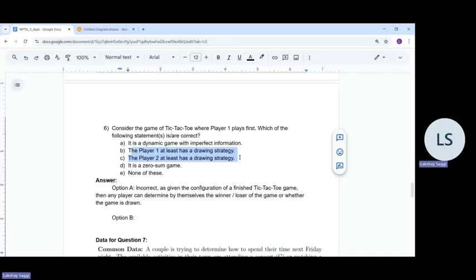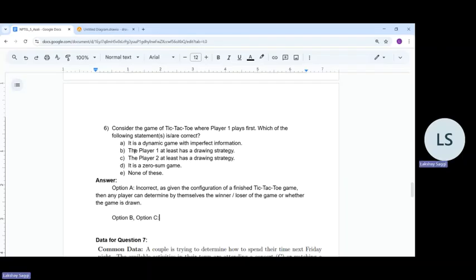For answering these B and C parts, you really have to know about the tic-tac-toe game. Whichever player starts first, there is no single strategy which ensures that one player will always win over the other. If both the players are playing smartly, then the game will always end in a draw. So actually, these two options are false.